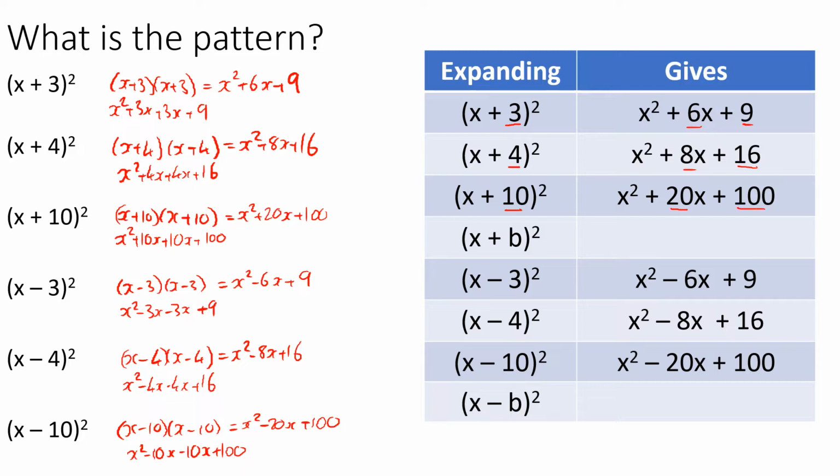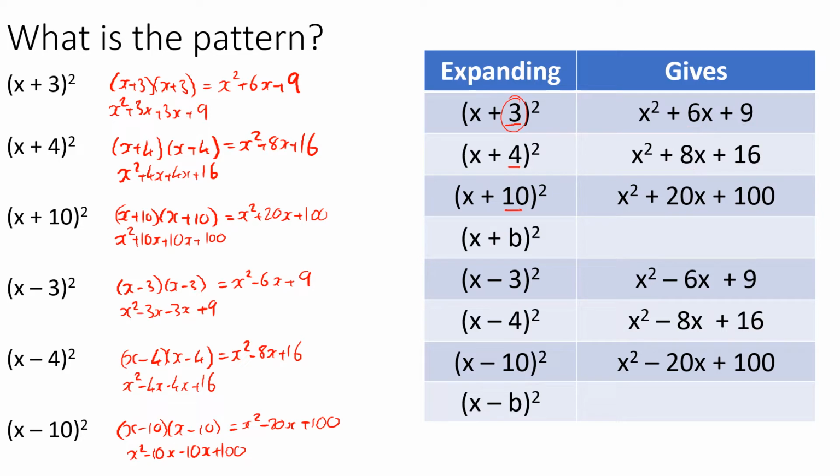And the connection there is that the number in front of the x is double this number, so 3 doubles to 6, 4 doubles to 8, etc. And the number at the end is that number squared. So 9 was 3 squared, 16 was 4 squared, 100 was 10 squared, and so on.